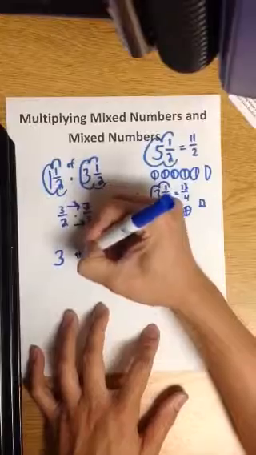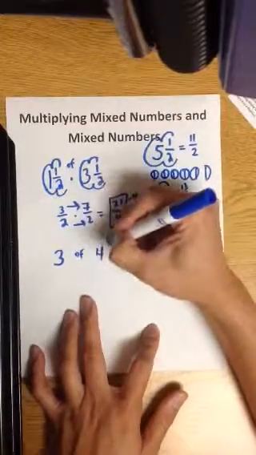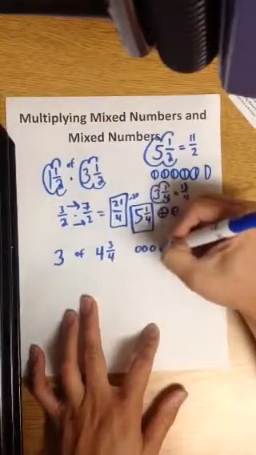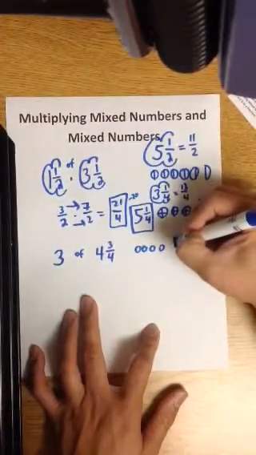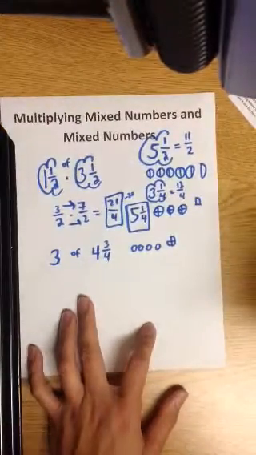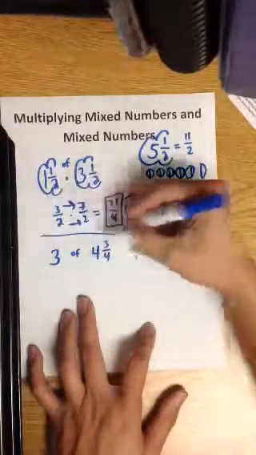3 groups of 4 3/4. If you have 4 3/4, 1, 2, 3, 4, so 1/4, 1/4, 1/4. You have 4 3/4 and you have 3 groups of it. How many pies will you have in all?